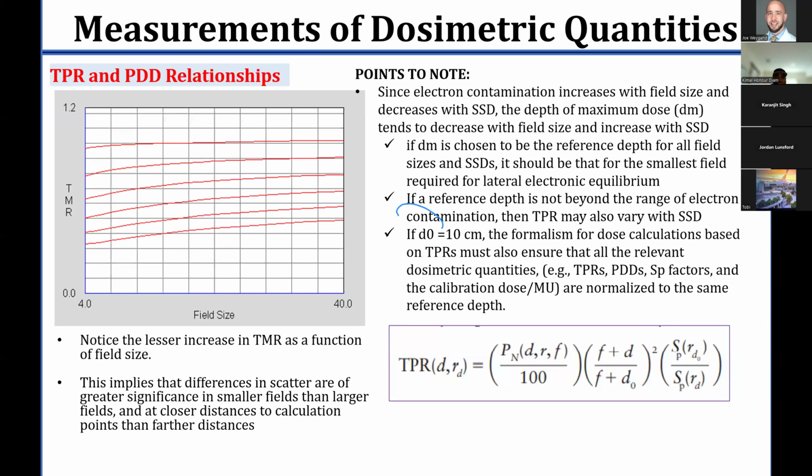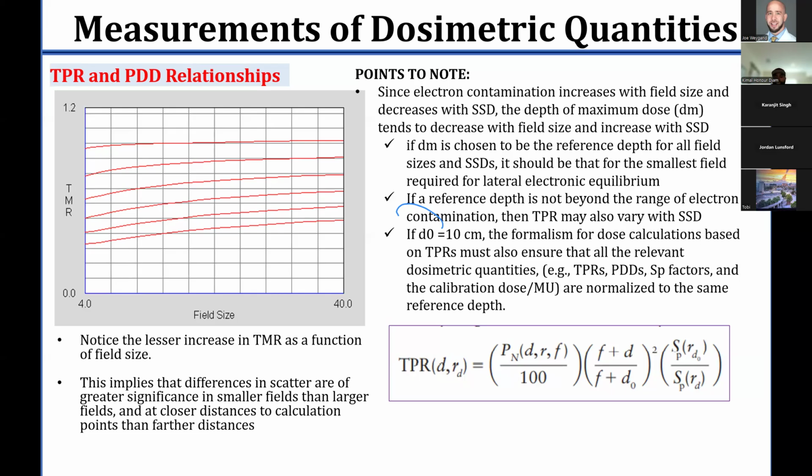A few things to note here that concern PDDs and TPR. A few important points to note. One, as the field size increases, the amount of electron contamination from the treatment head of the machine also increases. What this means is that larger field sizes in turn result in higher electron contamination, which effectively reduces the depth of maximum dose. On the other hand, increasing SSD reduces electron contamination because electrons diverge more in air before they reach the phantom surface.